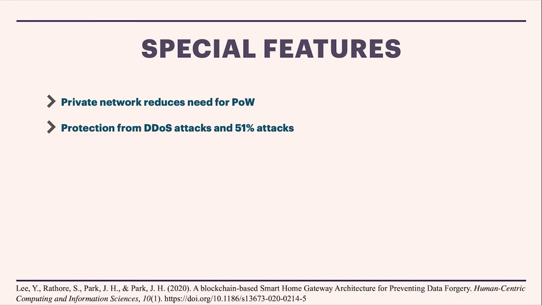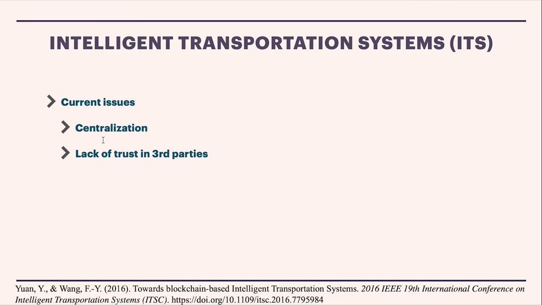the hash computational power. So the next example is intelligent transportation systems, or ITS, and the current issues are kind of the same as those of the smart home. The main issue is that the architecture is centralized, which creates a single point of failure. Another issue is that there's a lack of trust in third parties.